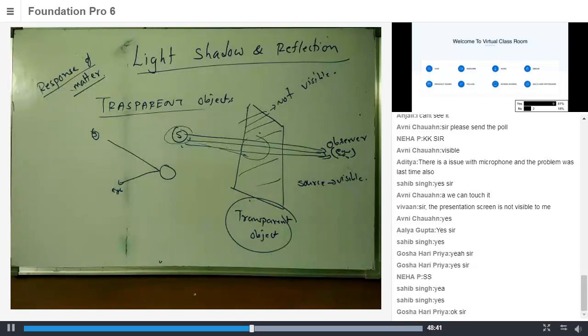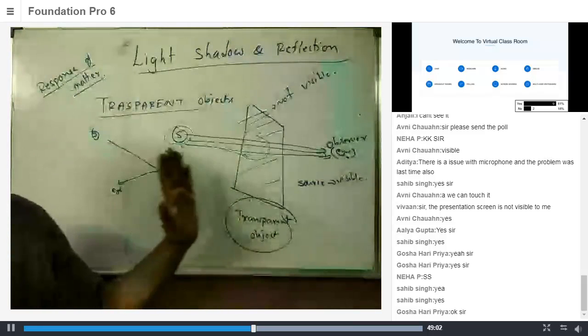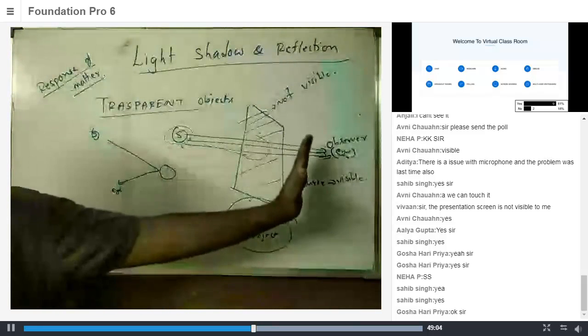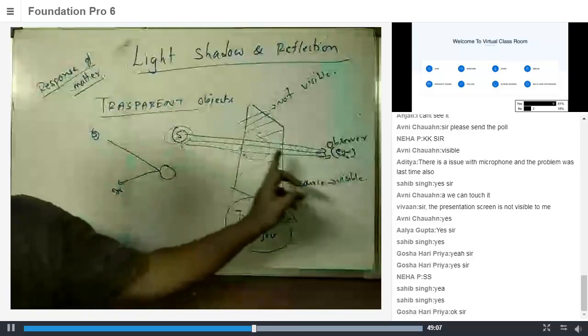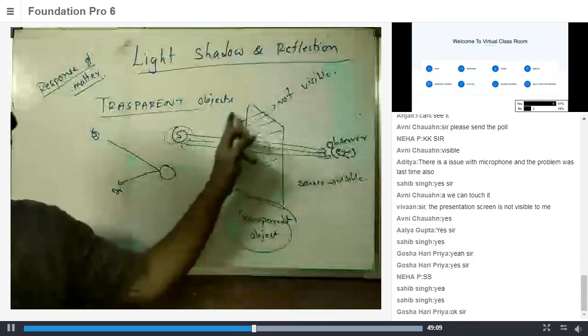Sir, I have a doubt here. If a transparent object comes into a transparent object, we can't see the main transparent object. Now there is a different phenomenon involved there, but as of now, objects which allow light to pass through them completely are called transparent objects. So if they allow light to pass through them completely, what will happen? They will not be visible.